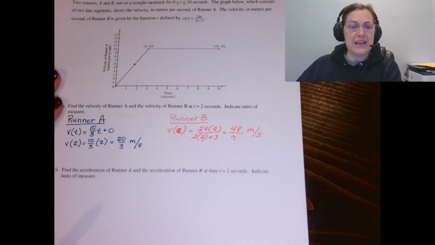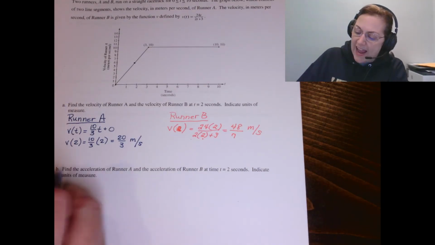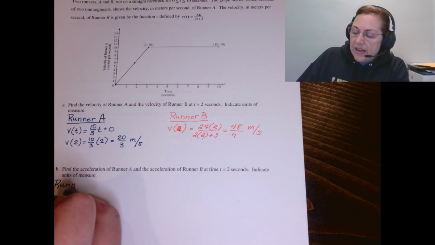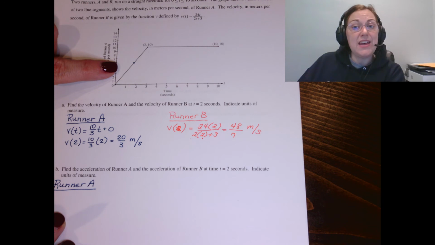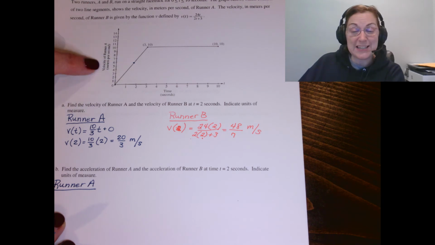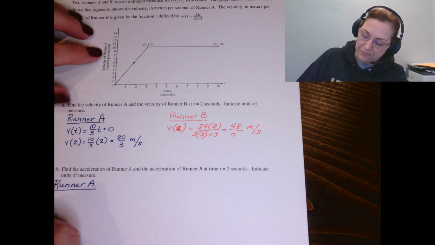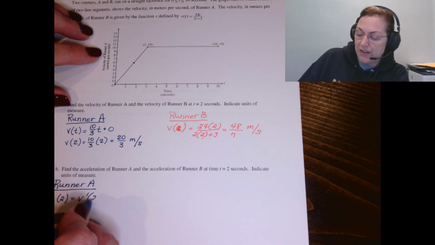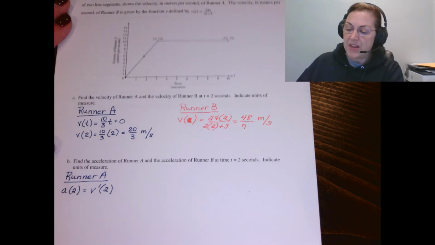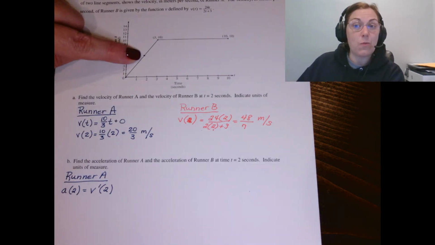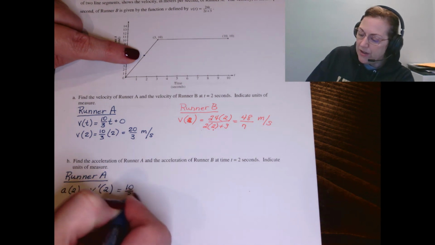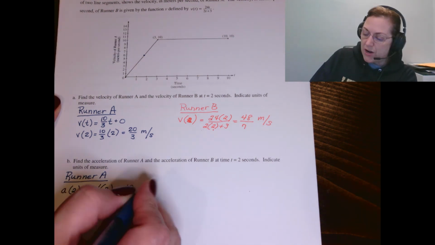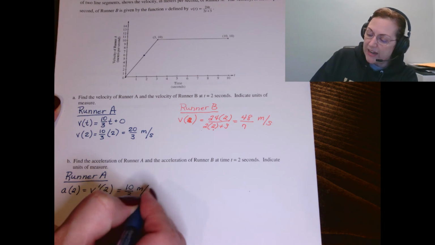So let's look at part B, which says find the acceleration of runner A and the acceleration of runner B, and indicate the units of measure. So runner A: if we're looking at the velocity, then the acceleration is the slope. So the acceleration at 2 is the derivative, or the slope, of the velocity at 2. And the slope there, which we found when we wrote our equation for part A, is 10 thirds. My units there would be meters per second squared.